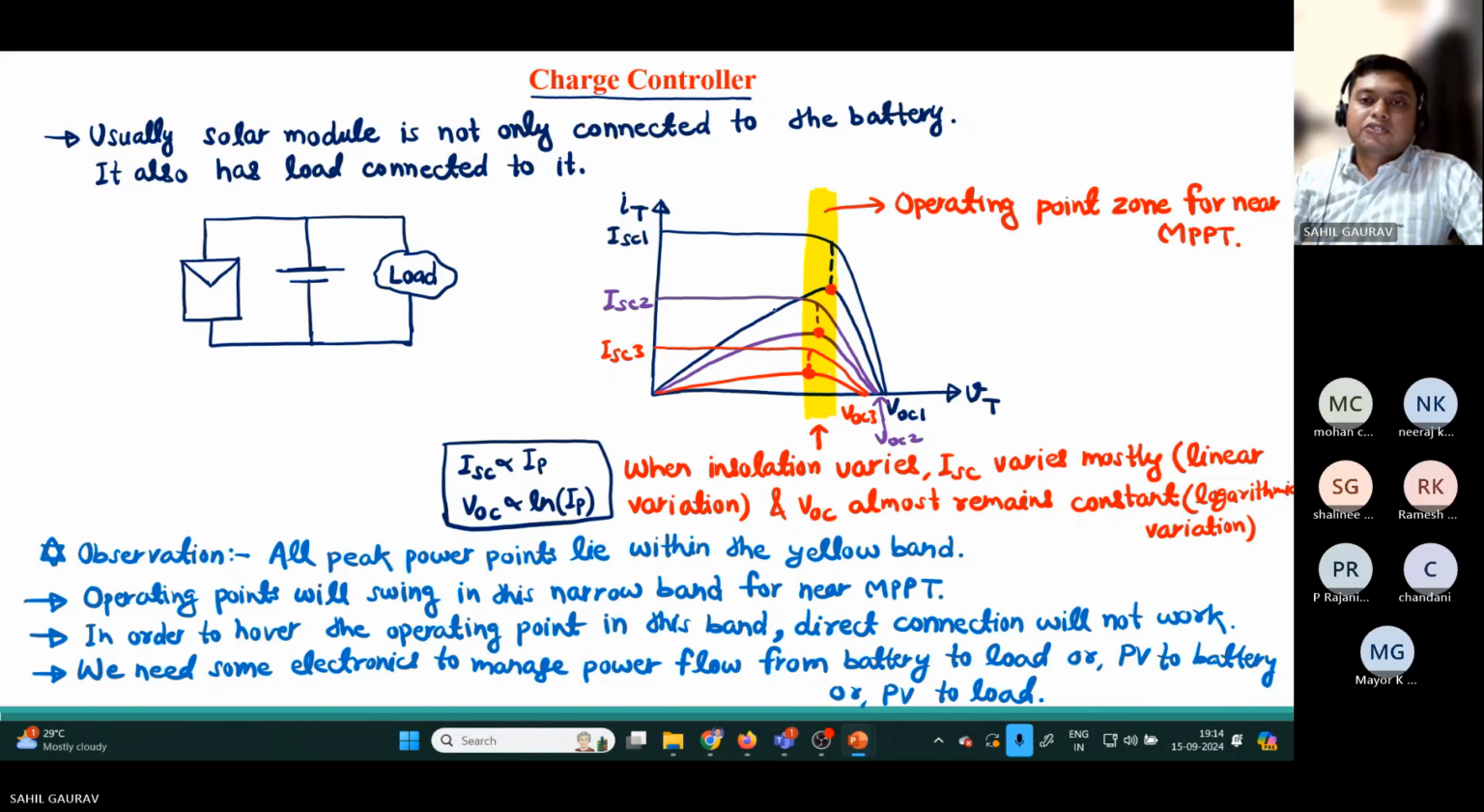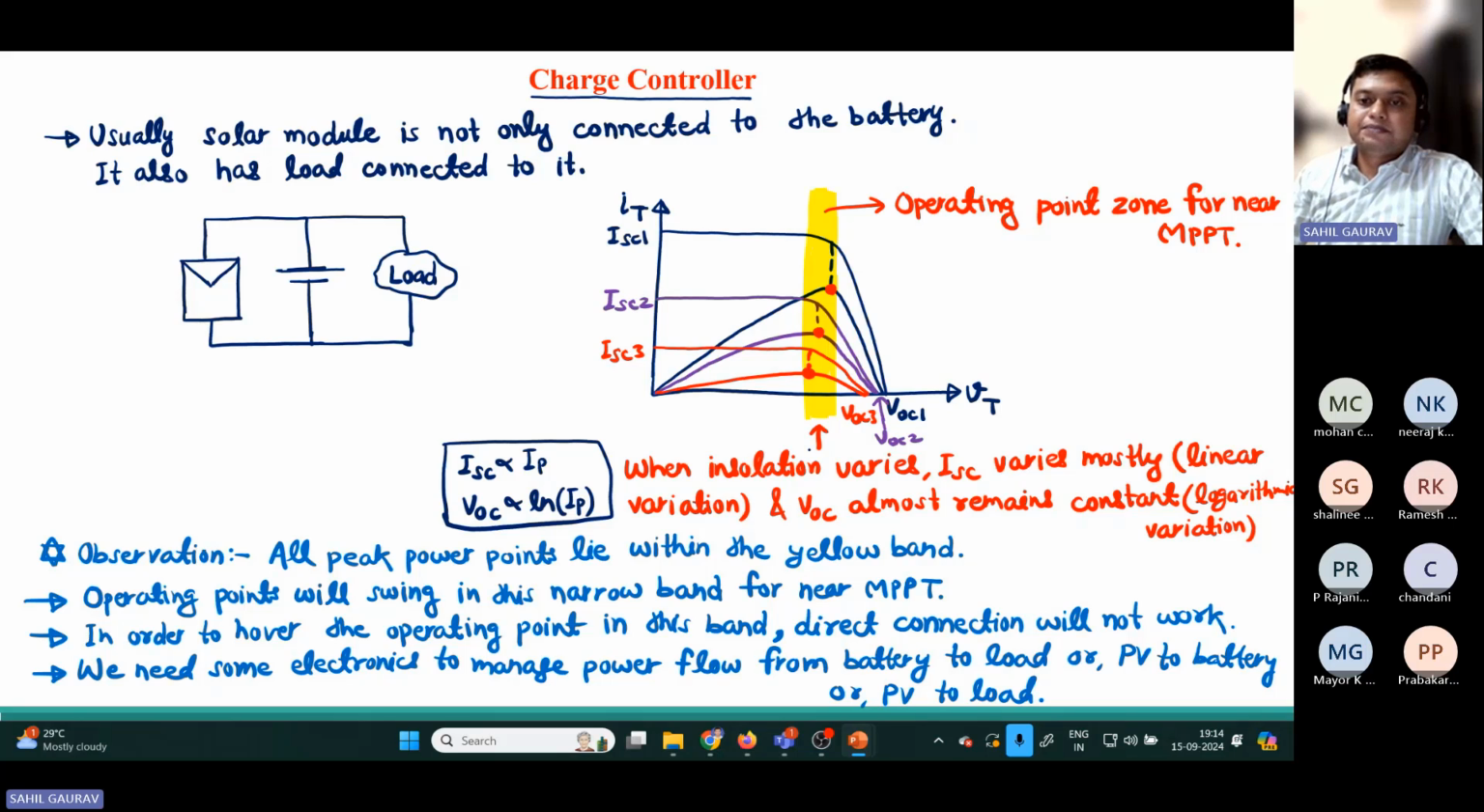will be VOC3. So here, if you see this maximum power point, for all these three insolations, it lies in a certain band. Because we know that the short circuit current varies linearly with the insolation, and the open circuit voltage varies logarithmically with the solar insolation. So there is a large difference in the short circuit current when the insolation changes, while there is only a minimal difference in the open circuit voltage when the insolation changes.